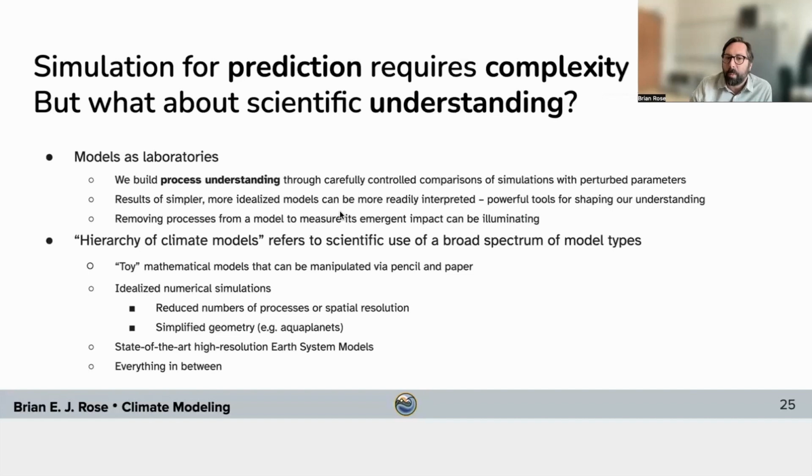Removing a process from a model can be a way to measure its impact. If we compare a simulation with and without a process, we can see sort of the global impact of that process as its effects cascade through all the other elements of the model. And so in science, we're often talking about hierarchies of models, which refers to this spectrum of complexity ranging from things that exist on pencil and paper all the way through to the highest complexity computer simulations that depend on the largest computers that we have on Earth today.